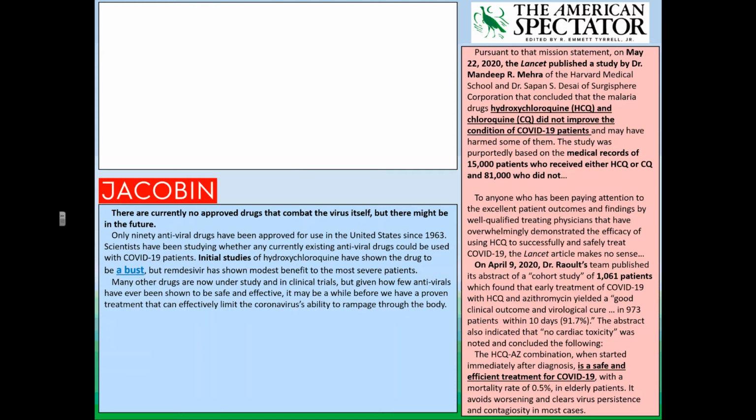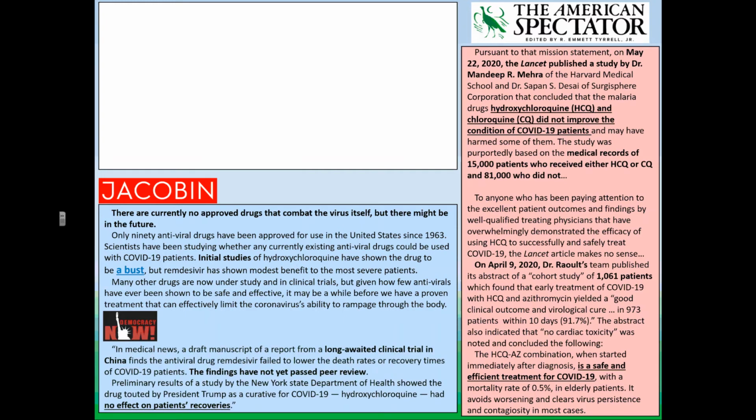It's a terrible idea. Now, it says a bust, and it's highlighted, and it's got that underline, which means it's a hyperlink. So let's click on the hyperlink. It actually comes from Democracy Now!, which is also a liberal site. So this liberal newspaper is getting information from a liberal newspaper. Go figure. In medical news, it talks about a long-awaited clinical trial in China. So this was a trial that was done in China, not in America. So who knows what was happening there. The findings have not yet passed peer review, so these are not for sure findings yet. And it says it has no effect on patient recoveries. So it's not talking about how terrible it is. It's just talking that it doesn't have any effect.